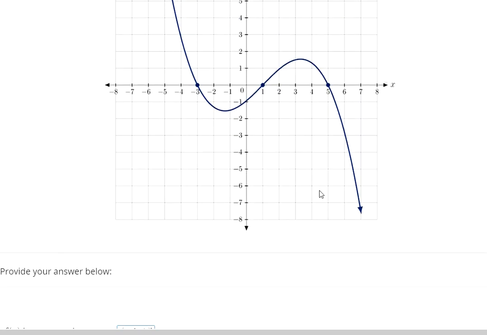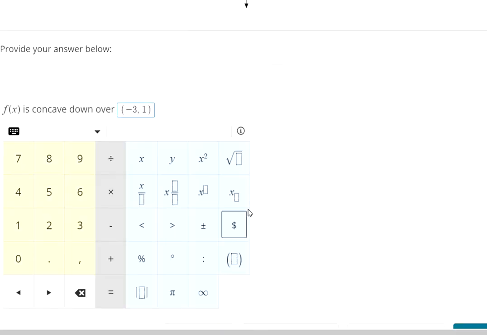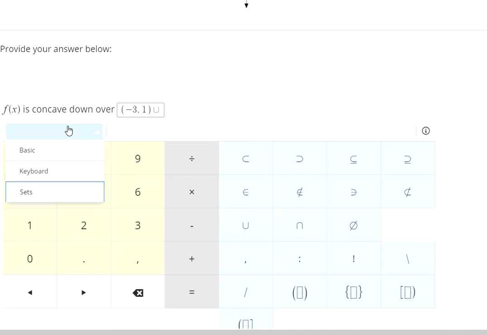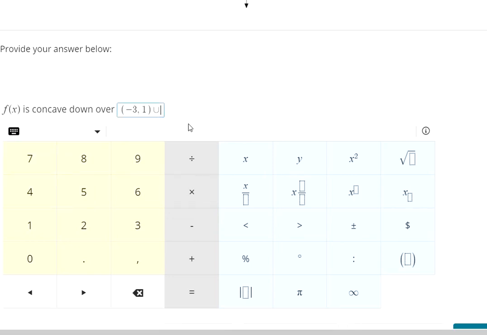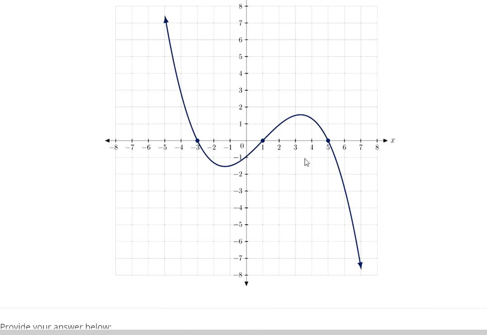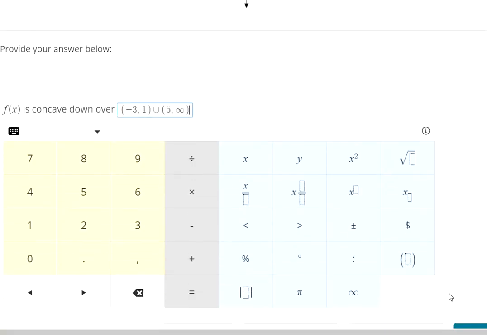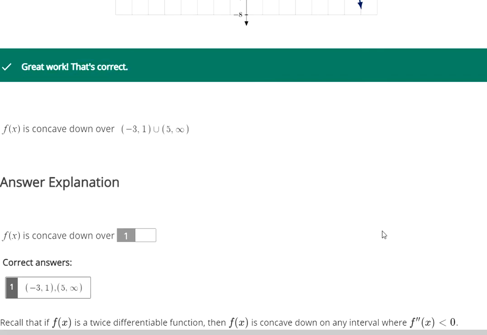And where else is this graph negative? Between 5 and positive infinity. So we need a union. And then 5 to infinity is concave down because we are negative in the second derivative. So concavity is dealing with the second derivative.